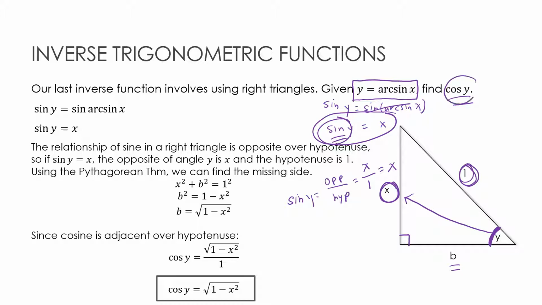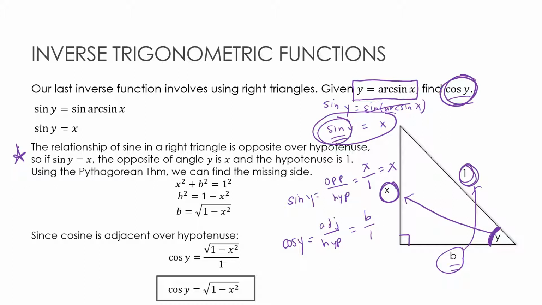Because it says find cosine of y. Well, what do I know about cosine of y? Well, cosine of y is the adjacent side over the hypotenuse. And so essentially, the side adjacent to this is b, and the hypotenuse is 1. But I can't just say, okay, it's b over 1, because what's b? I need to write b in terms of x or y. So that's where this math is going to come in. So that brings us right here.